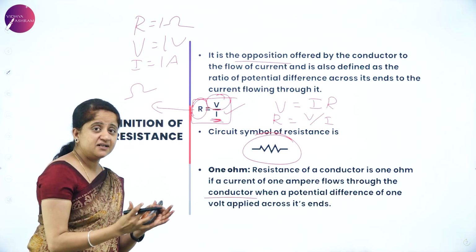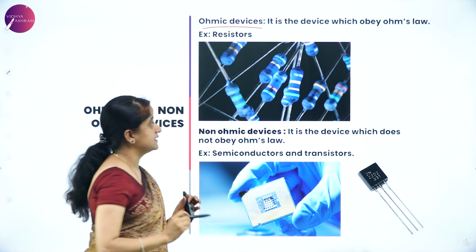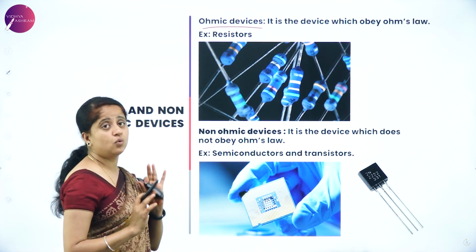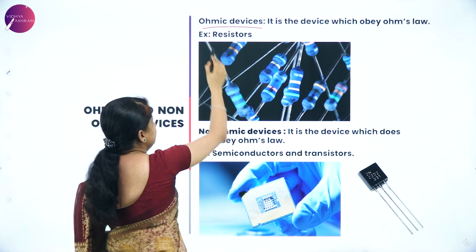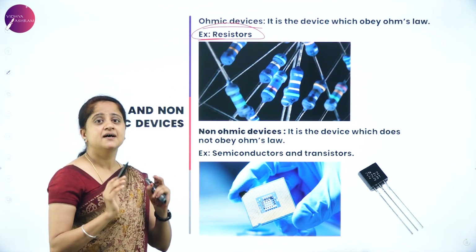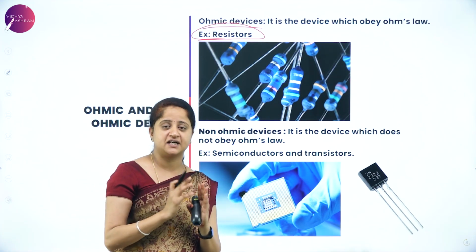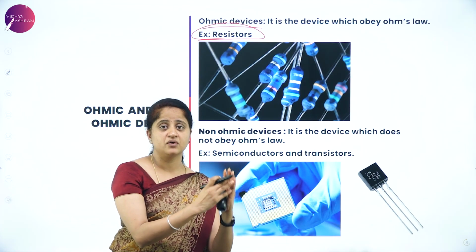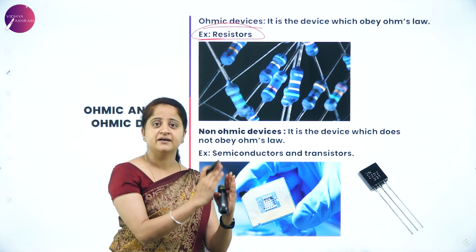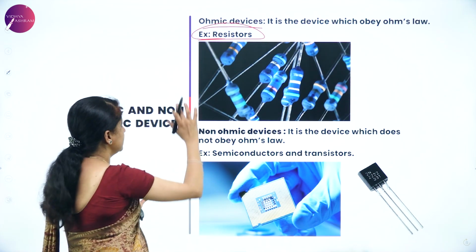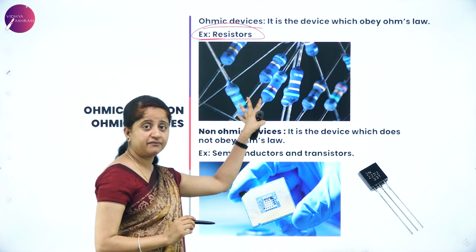Now, what are the devices which obey this Ohm's law? We will call them ohmic devices. Any device which obeys Ohm's law in its functioning, we'll call them ohmic devices. The best example for an ohmic device is a resistor. So, resistors are used in the circuits to oppose the flow of charges so that the excess flow of charges can be avoided with the help of resistances, so that we can even avoid damaging the circuits. So, resistors are the best examples for ohmic devices. And these are the resistors. You can have a look at this.